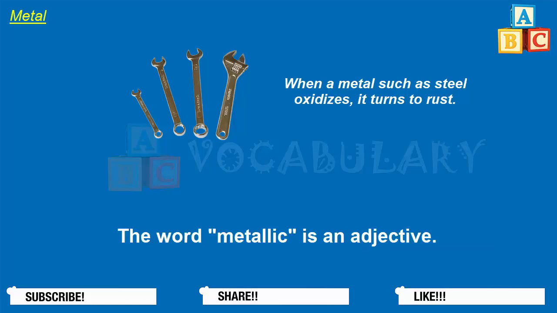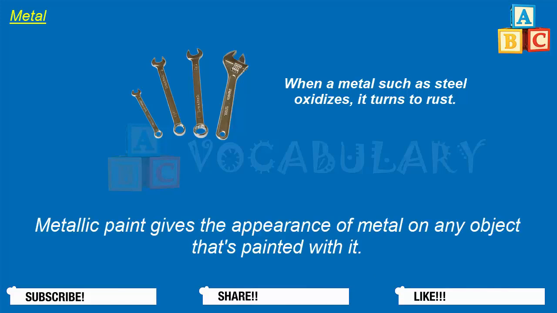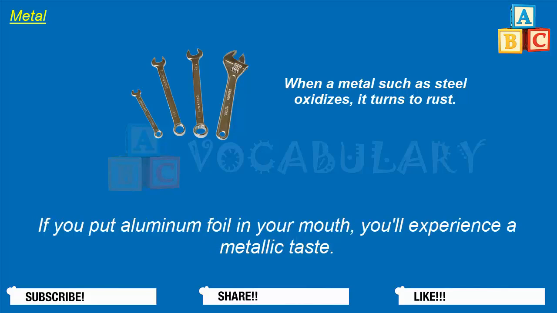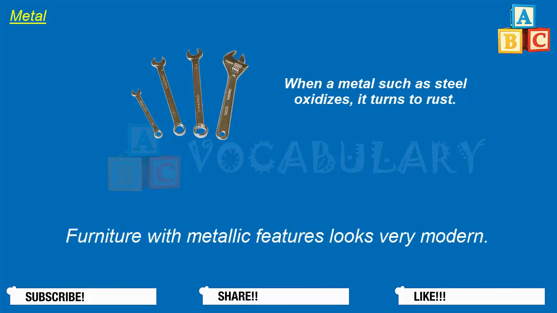The word metallic is an adjective. Metallic paint gives the appearance of metal on any object that's painted with it. If you put aluminum foil in your mouth, you'll experience a metallic taste. Furniture with metallic features looks very modern.